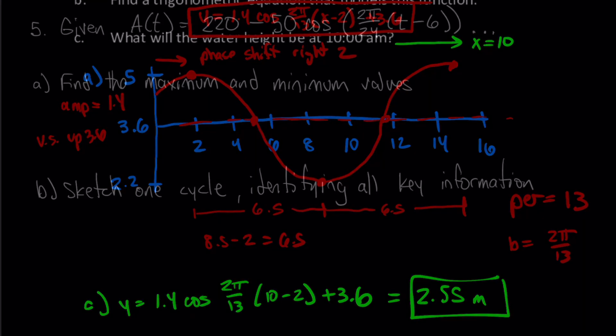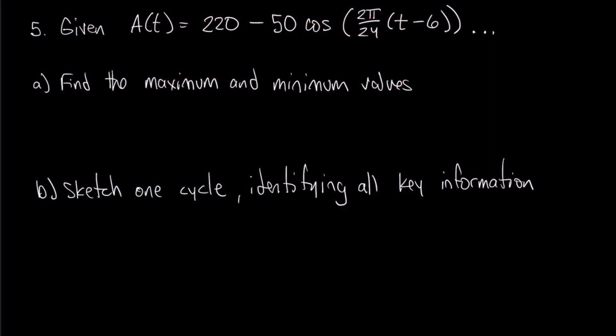All right, one more. This last example is actually much easier than the one we just did because we're given the trig equation. Given A of t equals 220 minus 50 cosine 2 pi over 24 times t minus 6. Find the maximum and minimum value. So I put that question first because I want to find the maximum and minimum without looking at the graph. And it's very easy to do.